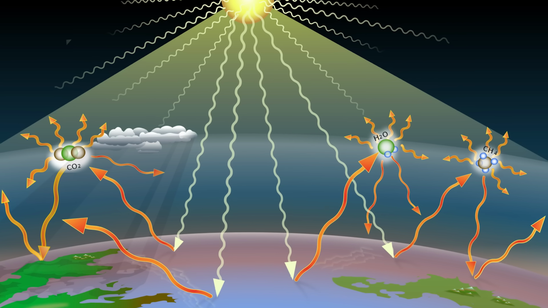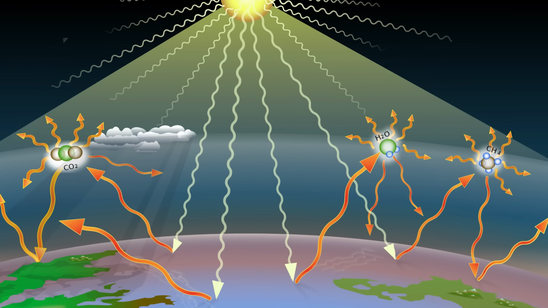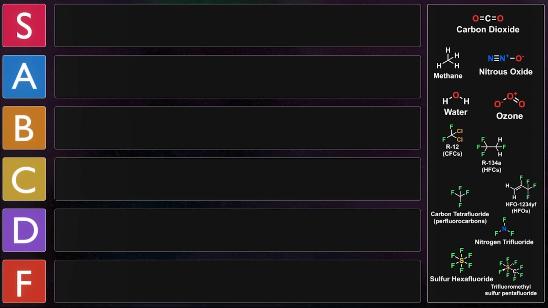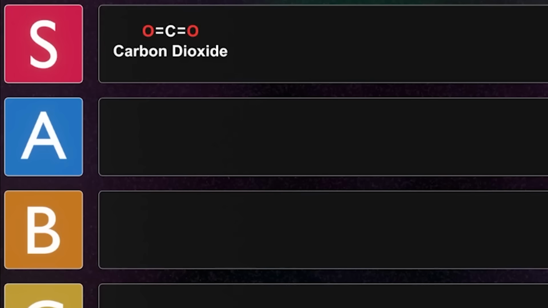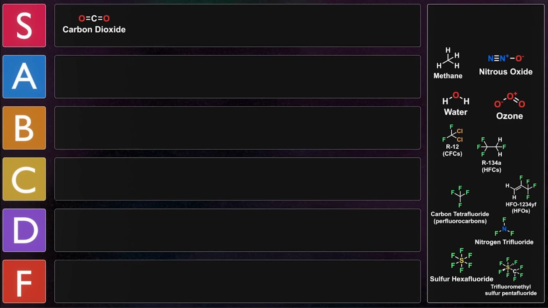CO2 is the most important greenhouse gas, so even though it has a low global warming potential, we're going to put it into S tier. S because we're screwed if we don't figure out how to get those levels back down to what they were pre-industrially. Next, we have methane.